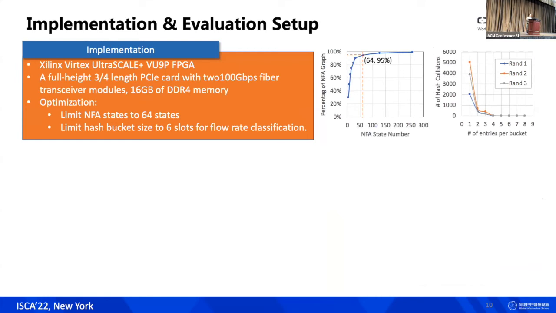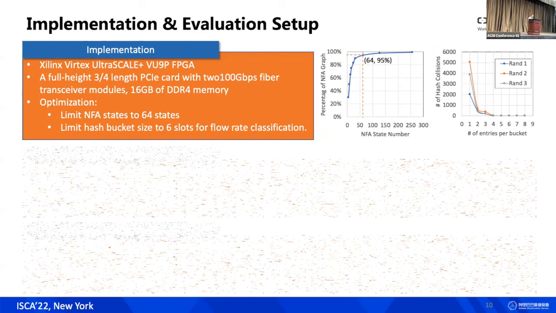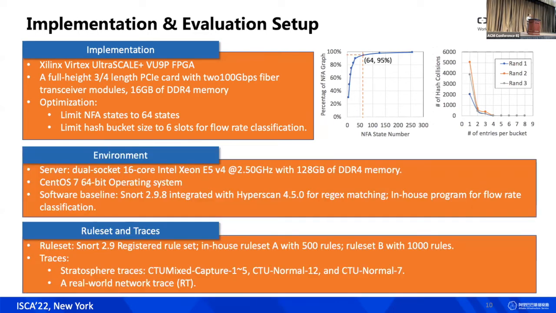So here is the implementation of our FIDAS solution. We implement everything in an FPGA, and we also did some optimizations, limiting the interface states to 64 states and limiting the hash bucket size to 6 slots. Now, this solution has been deployed massively in our data center, but evaluating the system in the production environment is very difficult. Therefore, we created a controlled evaluation environment. To do so, we have some rule sets and traces as listed here.